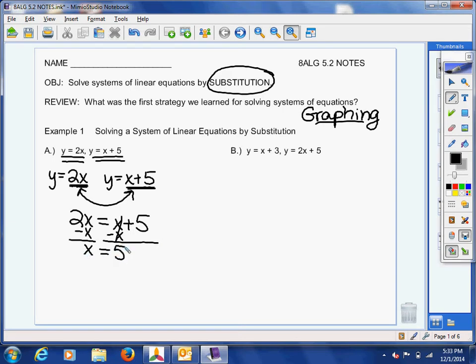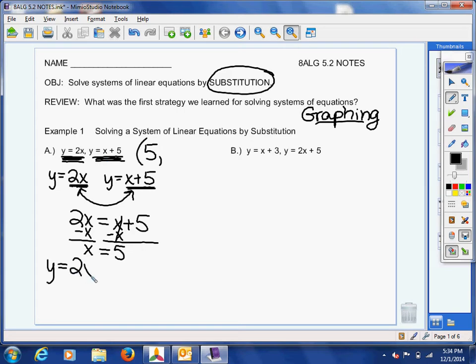Well, that's great. Some of you might think, whew, I'm done. That was easy. Well, we're not quite done because remember, we're looking for the point of intersection. We only found the first part of that. We now know that x is equal to 5. So now what we need to do is go back to the original equations, either the y equals 2x or the y equals x plus 5, and we need to substitute our x in and solve for that y. You can do it with either one.